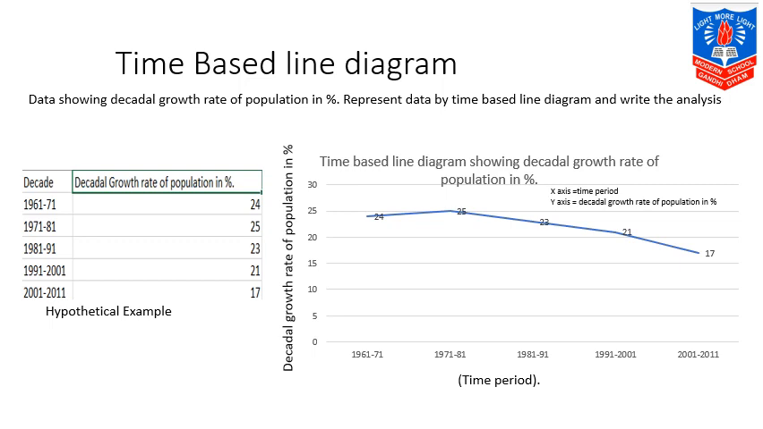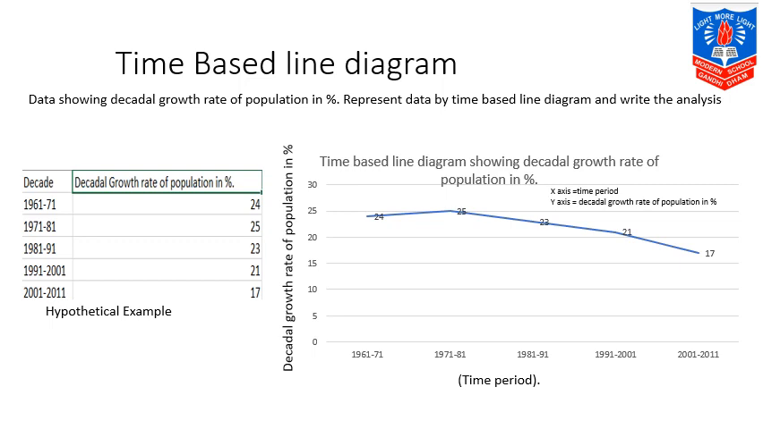Now we will be making the x-axis and y-axis, and then we will take the scales. We can take the gap of 5, it will be proper. So our x-axis represents time period, whereas y-axis represents the decadal growth rate of population in percentages.